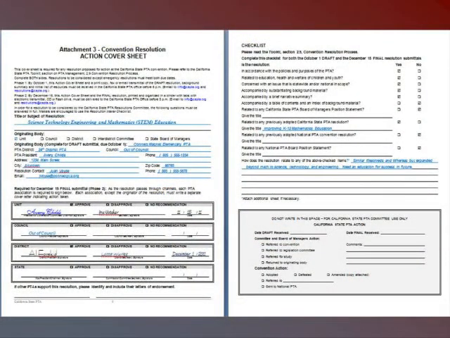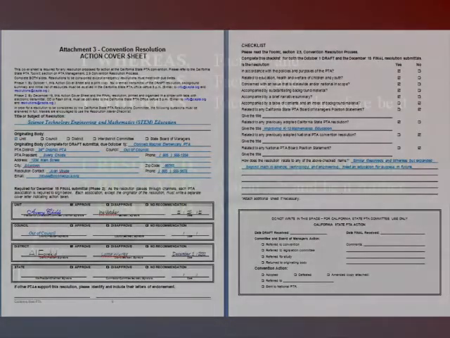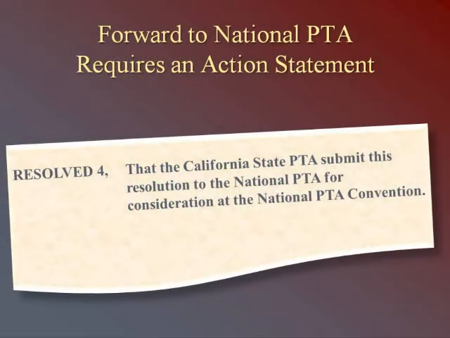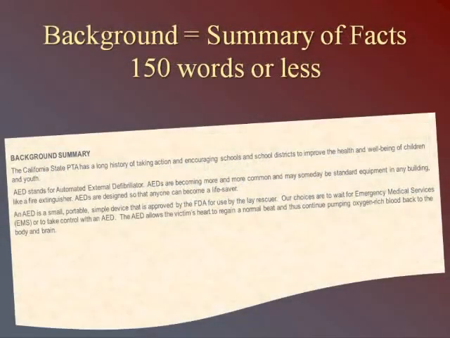The criteria include these things: a completed action cover sheet, properly filled out and with all the required through-channel signatures. The whereas and resolve statements have been properly formatted. A resolve to forward the resolution to National PTA is included, if this is one of your desired actions. The background summary, a brief synopsis, is 150 words or less of the pertinent facts substantiating each whereas and resolve statement.